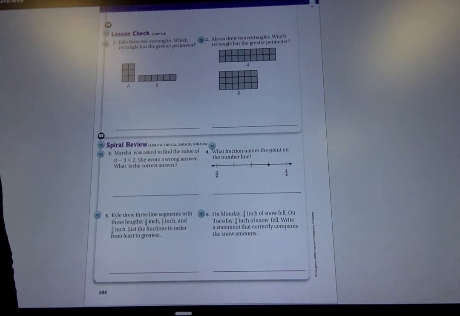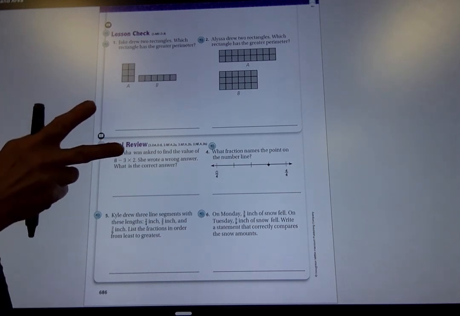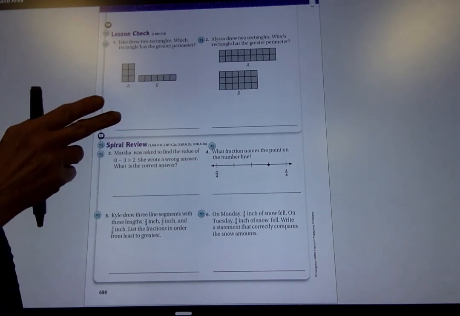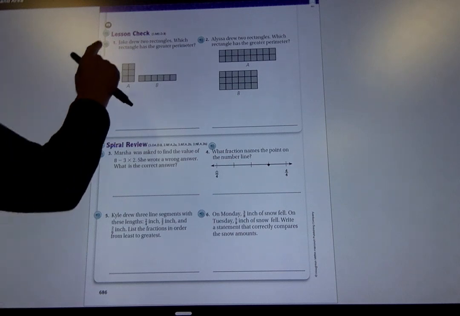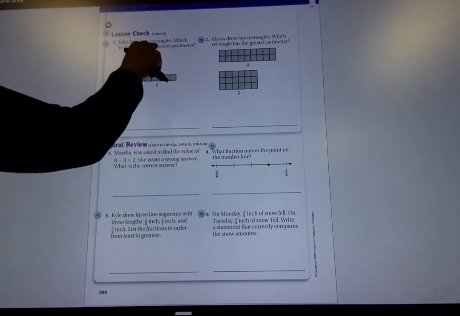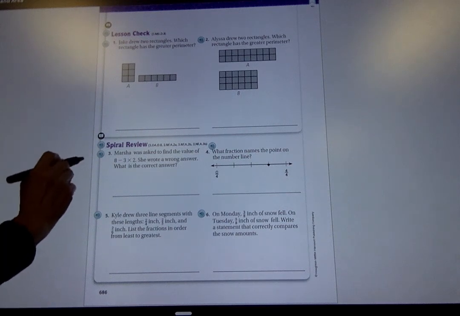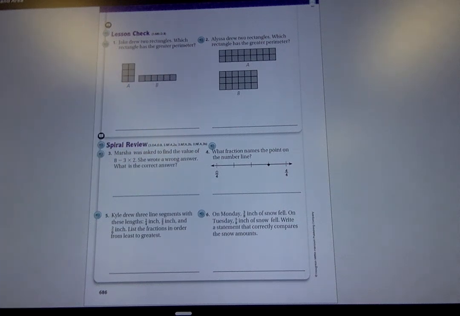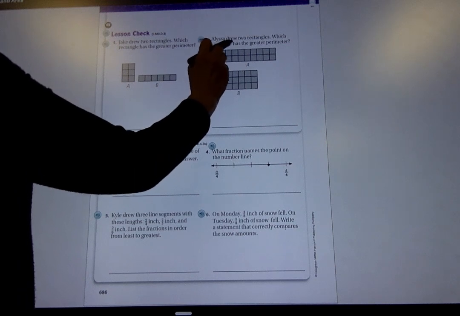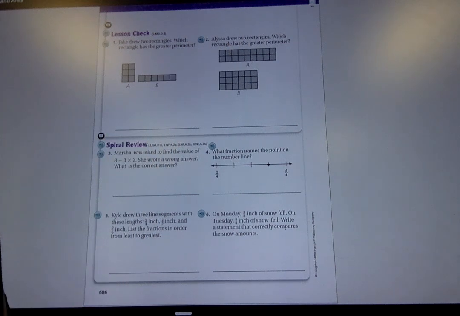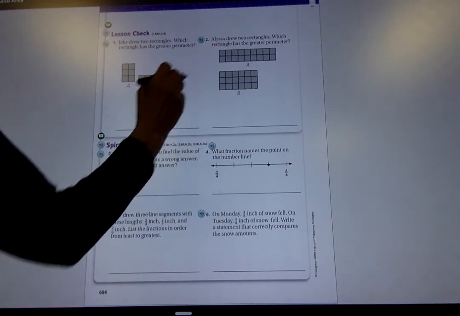Okay, Jake drew 2 rectangles. Which rectangle has the greater perimeter? We're comparing 2 things. Remember from English? If it's 3 or more, we'd use EST, but we're just comparing 2 things. So we're going to find the one with the greater perimeter. So remember, perimeter, you're going to add all the sides together and decide which is the greater perimeter. Then she drew 2 rectangles. Which rectangle has the greater perimeter? For Alyssa's A or B.